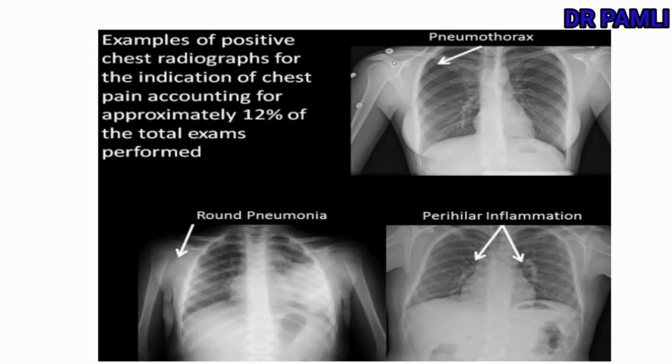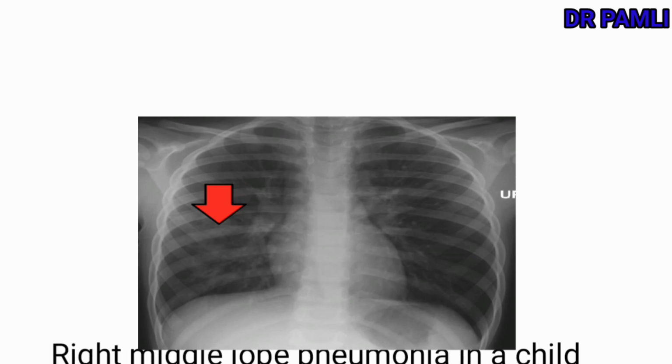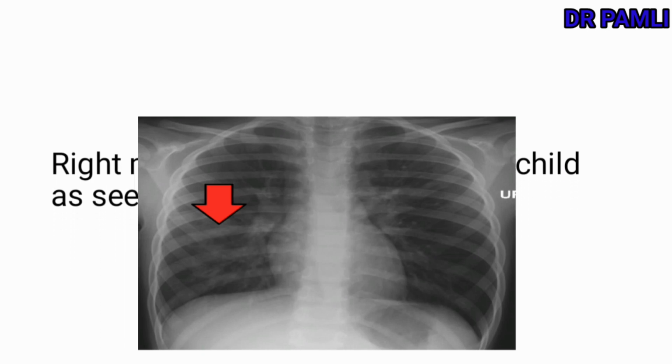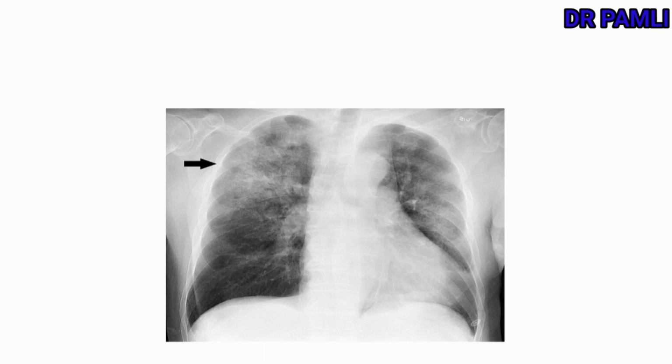Now, these are examples of positive chest radiographs from indication of chest pain. As you can see, the first one is pneumothorax, that can result from pneumonia, even perihilar inflammation. This is a patient who has been very, very sick for a long time. Now, you can see that red arrow. What does it depict? This is a question to medics. We should be able to know that this is a right middle-lobe pneumonia in a child as seen on plain X-ray. Now, to the medics, what can you see in that black arrow?